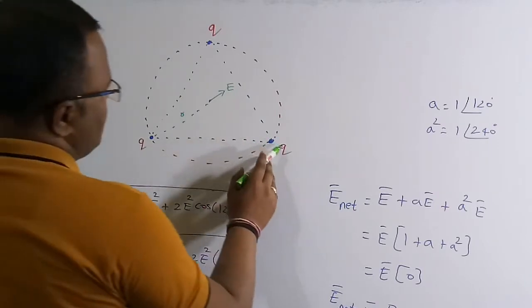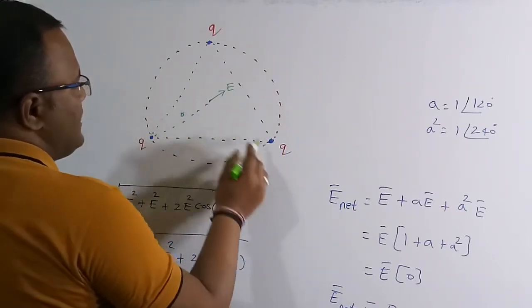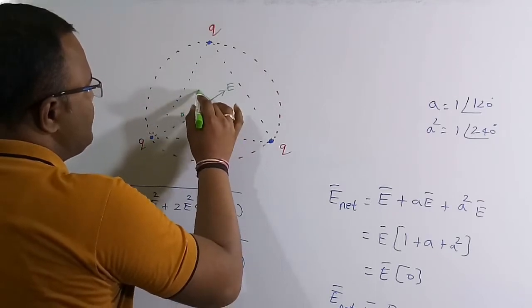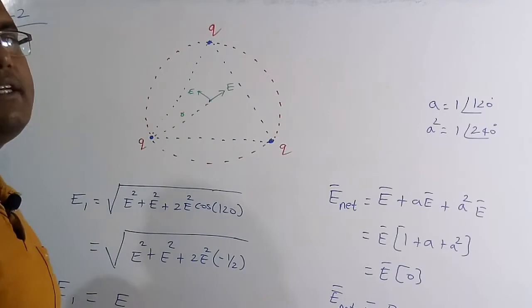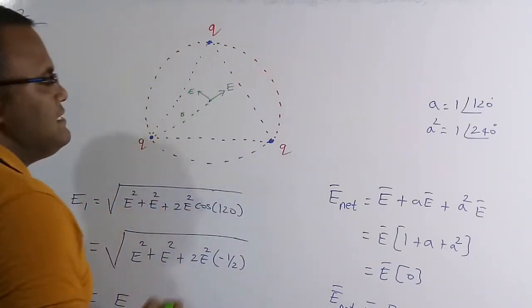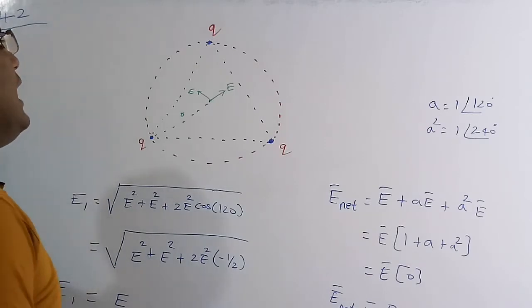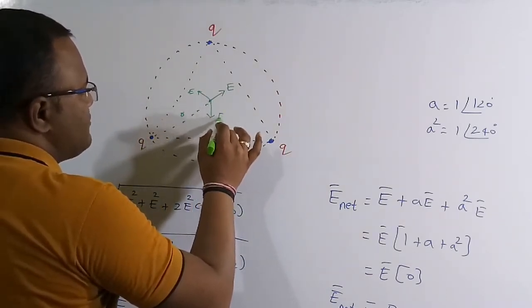So here also the charge q and the center are at the same distance r, and it is going to radiate the electric field in this direction E. The distance is the same, so therefore the electric field intensity is also the same. Similarly, from this point to the center the distance is the same as the previous one, r, and it is going to radiate the electric field in this direction. So this is the electric field E.